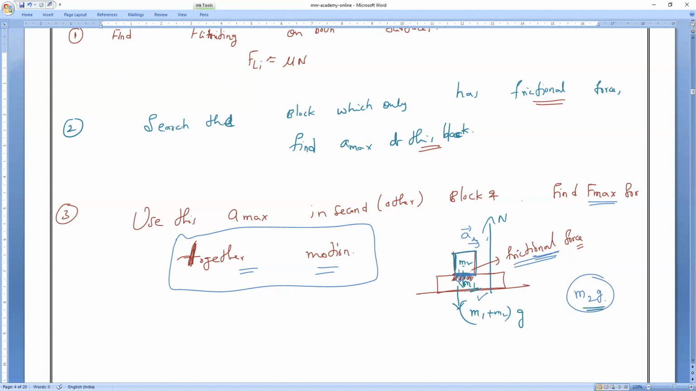So the only body which is experiencing frictional force, what is that body, M1 or M2? M1. Understand? Of course M2G is acting, but it is not experienced by M2. M2G is experienced by whom? M1 only. Am I right or wrong? Yes, sir. That is what.